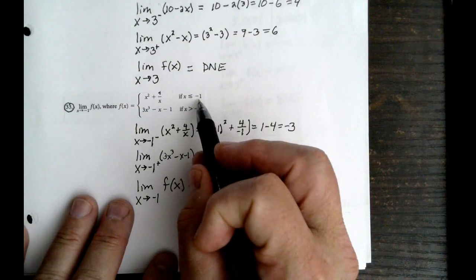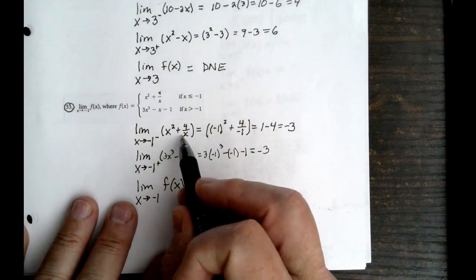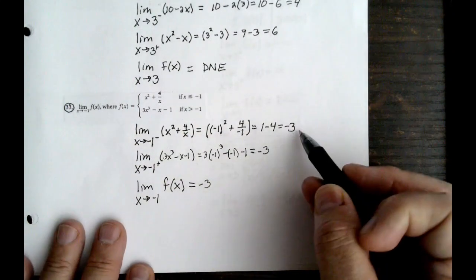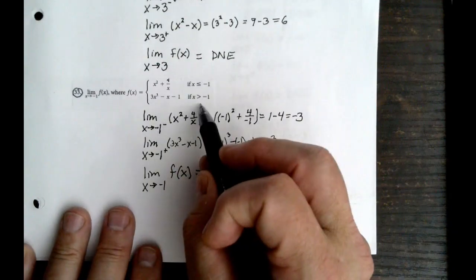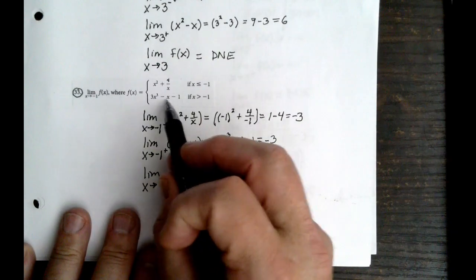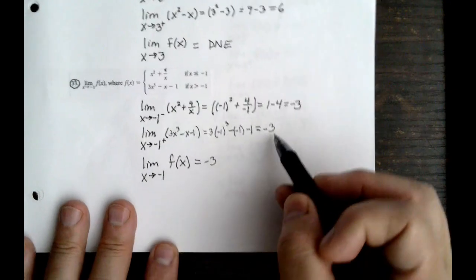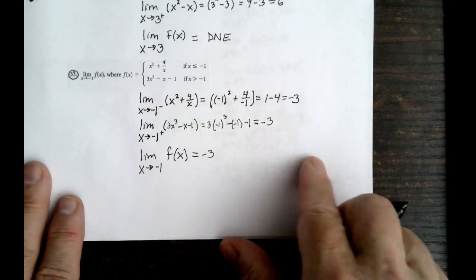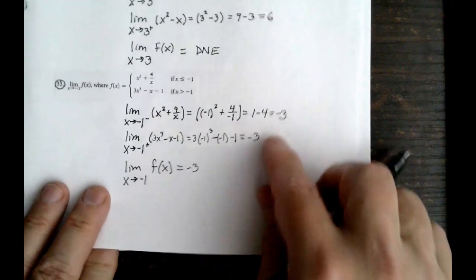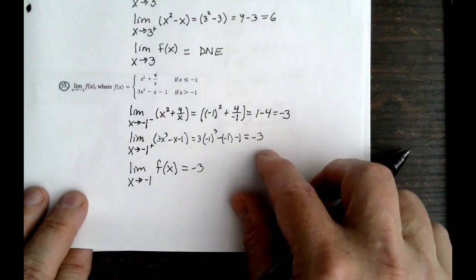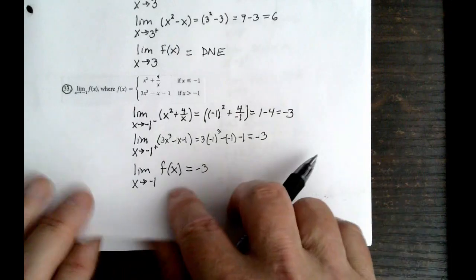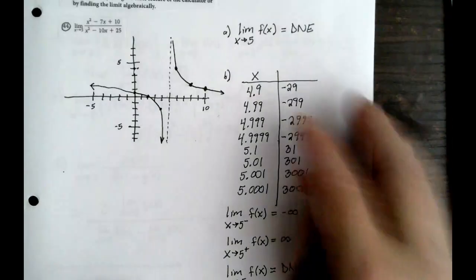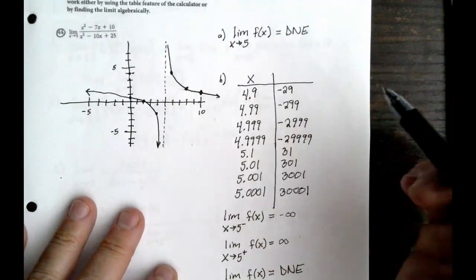If you're looking at minus 1 from the left, you're using the top function, and you do direct substitution, you get an answer. If we come at it from the right, we're using the bottom one, and we do direct substitution and we get the same answer. So we can say the limit exists because these left and right-handed limits are finite answers and they are the same answer.